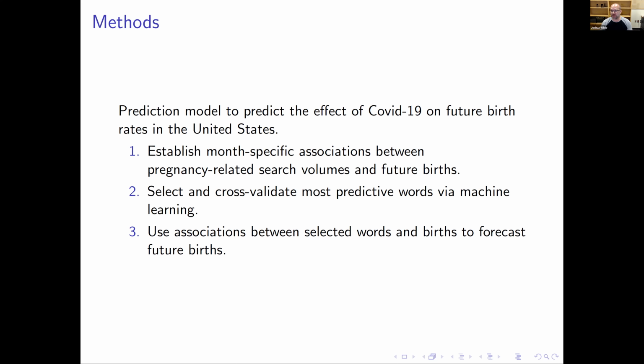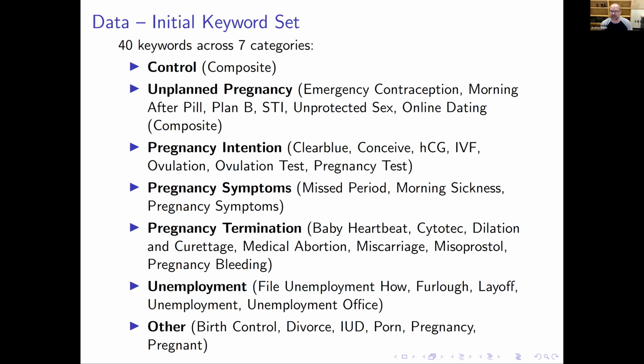So here's the initial keyword set. I don't have time in this presentation to talk about every single one, but you can see that we're looking for general sets of words in large types of pregnancy-related groups, like searches that might have to do with unplanned pregnancies, or planned pregnancies, pregnancy intention, or pregnancy symptoms like morning sickness, for example, and some other variables related to contraception or unemployment, things that may affect fertility that aren't necessarily words having to do with pregnancy.